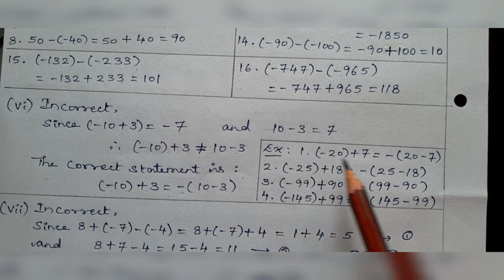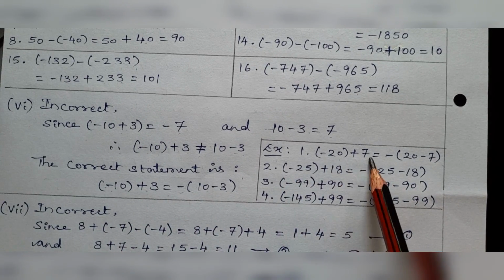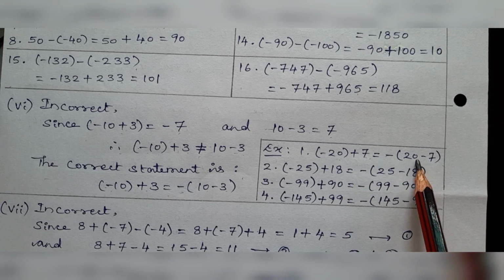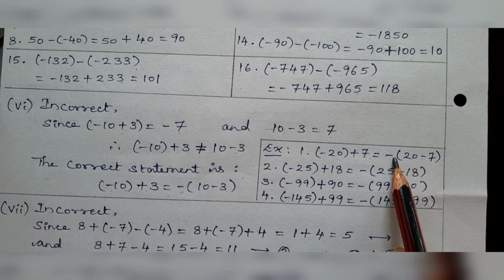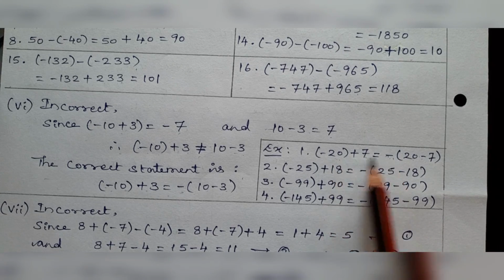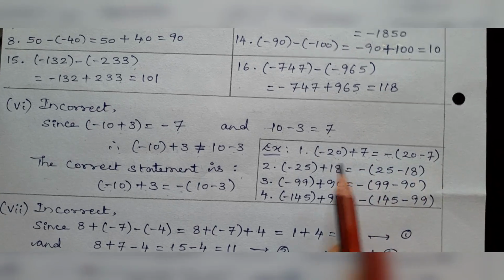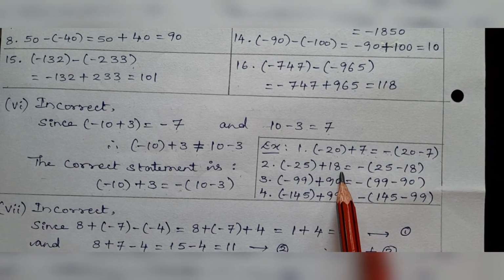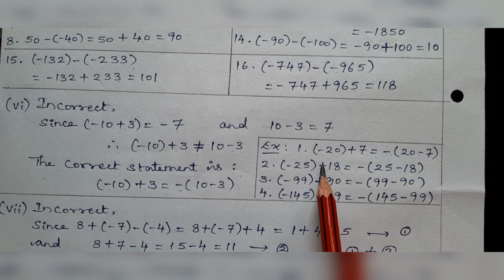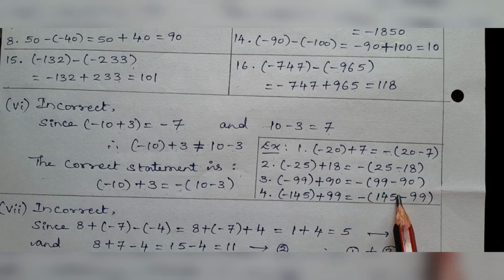Some more examples. Minus 20 plus 7 is minus 13. Here, minus of 20 minus 7 is minus of 13, which is minus 13. So, both are equal. Minus 25 plus 18, minus of 25 minus 18. So, LHS value and RHS value are equal.